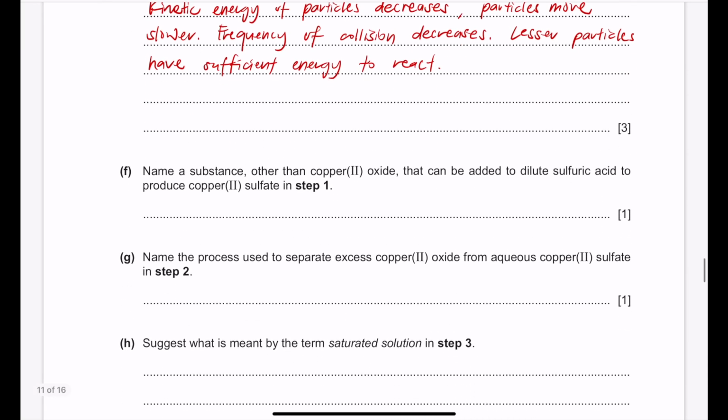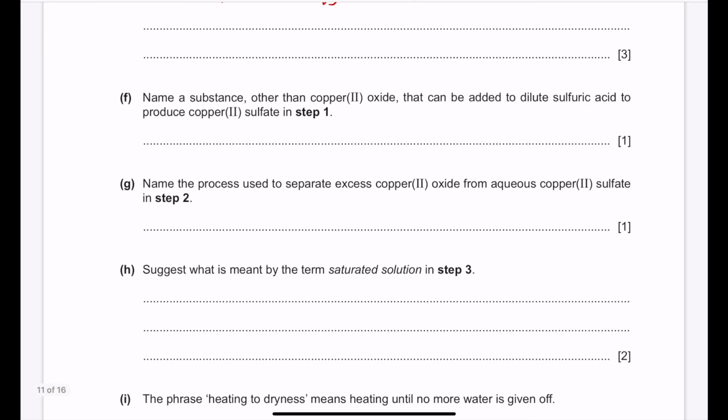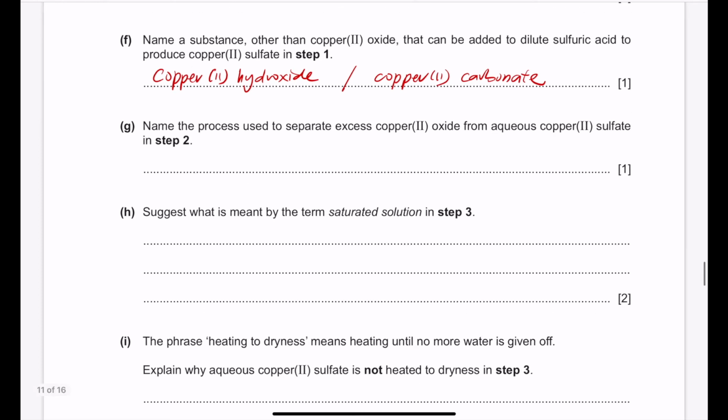Okay, next one. Other than copper(II) oxide, what else can be added to react with the acid to form copper(II) sulfate? Remember, the answer can only be copper(II) hydroxide or copper(II) carbonate. In this case you cannot put copper, because copper cannot react with the acid. Copper is less reactive than hydrogen, so there won't be any reaction. And what's the process that can be used to remove the excess solid from the solution? It is filtration.